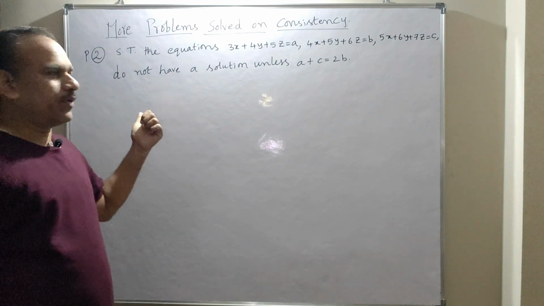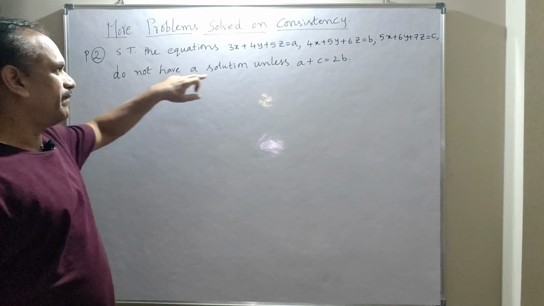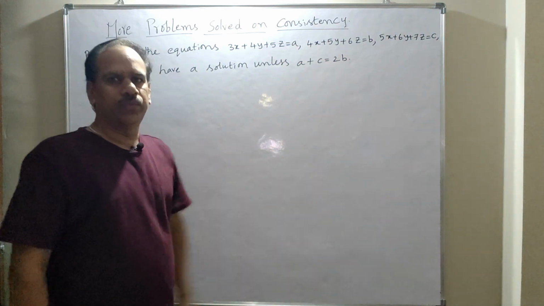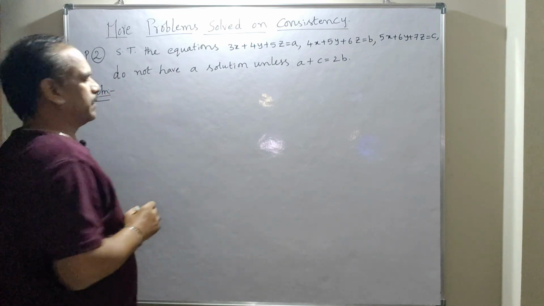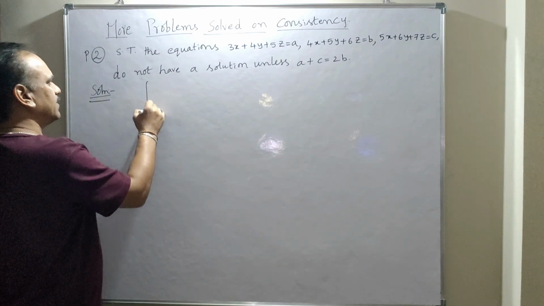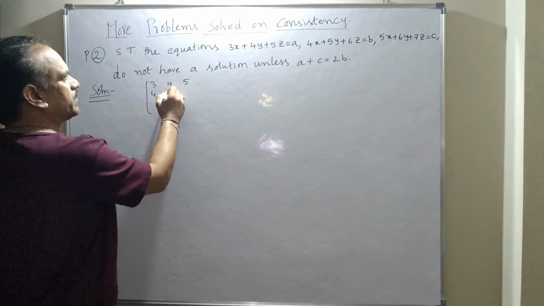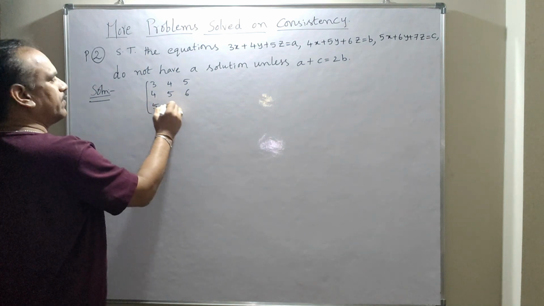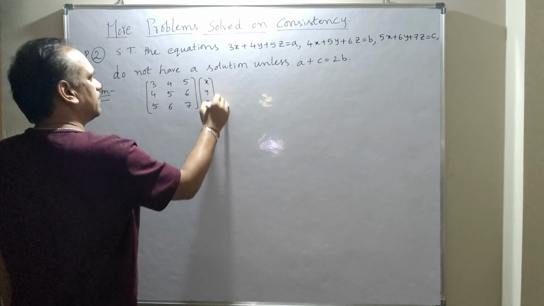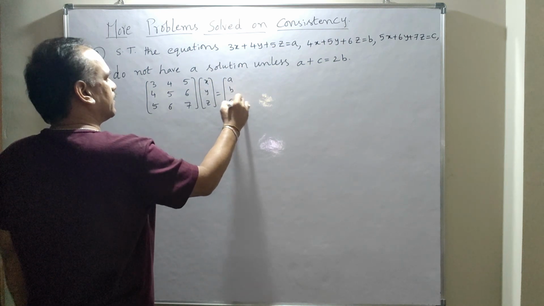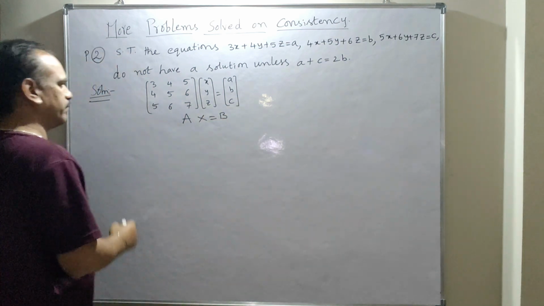So coming to this problem, show that the equations do not have a solution unless A plus C equal to 2B. So the concept is the same, just like in the previous problem. We consider the given system. What is the given system? I am writing the coefficient matrix: 3, 4, 5, 4, 5, 6, 5, 6, 7 into X, Y, Z equal to A, B, C. The right hand side constants are A, B, C. It is a system of the form AX equal to B.